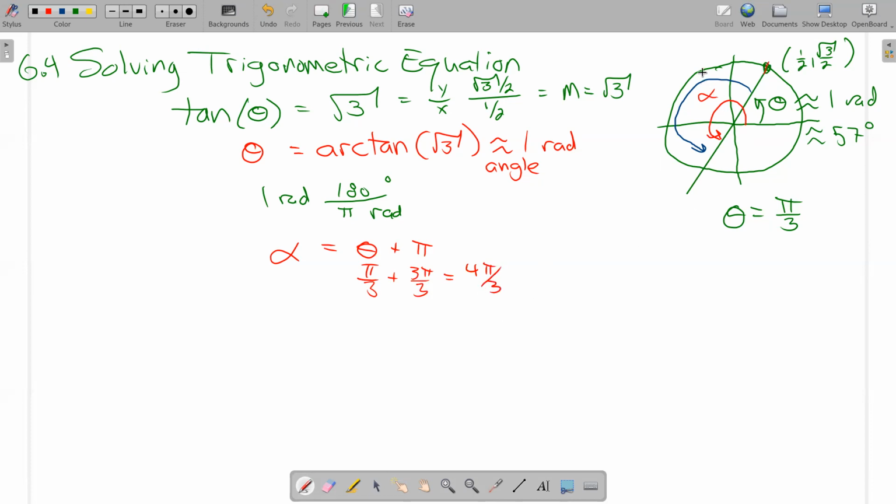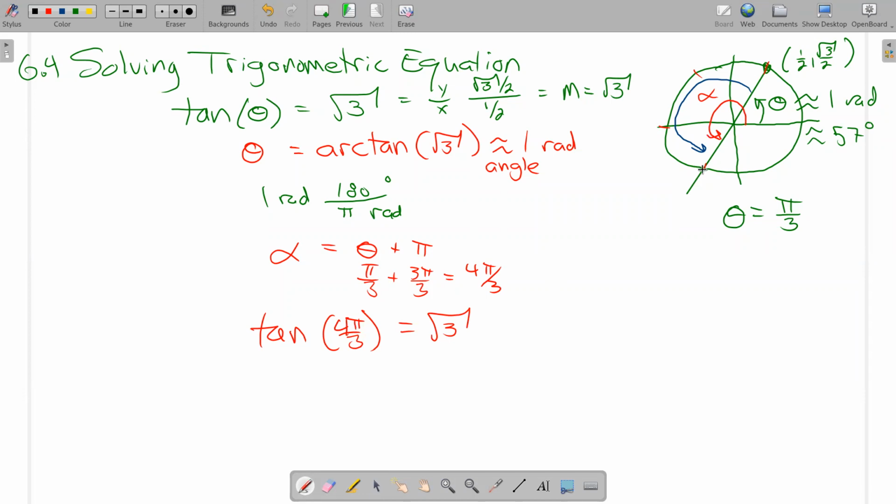There's 1 pi over 3, 2 pi over 3, 3 pi over 3. Yeah, that would be 4 pi over 3. That makes sense. Let's check it out. Is that true? If I ask a calculator what is the tangent of 4 pi over 3, I should get the square root of 3 out of that.